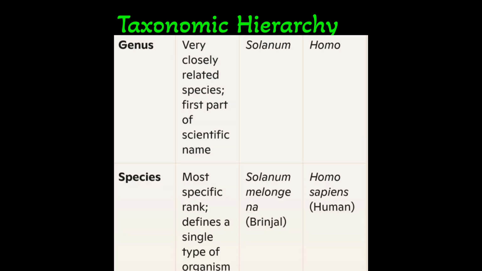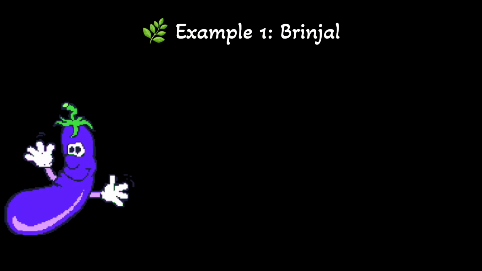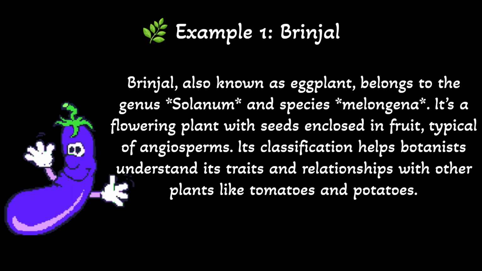Then come the genus and the species. For the brinjal the genus is Solanum, and for the human it is Homo. The species for the brinjal is melongena, and the species for the human is sapiens. Now the binomial nomenclature, we know, includes the genus and the species. So the scientific name of the brinjal is Solanum melongena, where Solanum is the genus and melongena is the species, and for the human it is Homo sapiens.